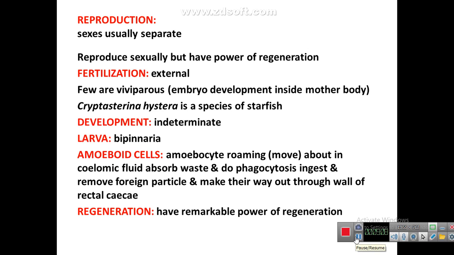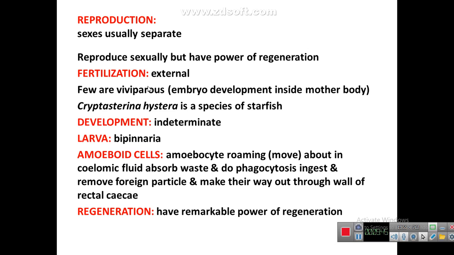Reproduction: sexes are usually separate, they reproduce sexually, but also have the power of regeneration. Fertilization is external. Few are viviparous. What are viviparous? Organisms in which the embryo develops inside the mother's body. Other types of organisms are known as oviparous, in which the organisms lay eggs and the embryo develops inside the eggshell. Viviparous is when the embryo develops inside the mother's body.